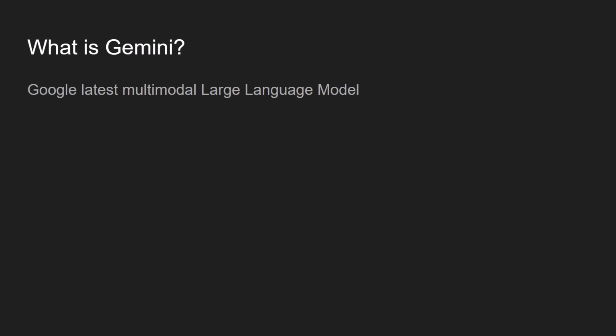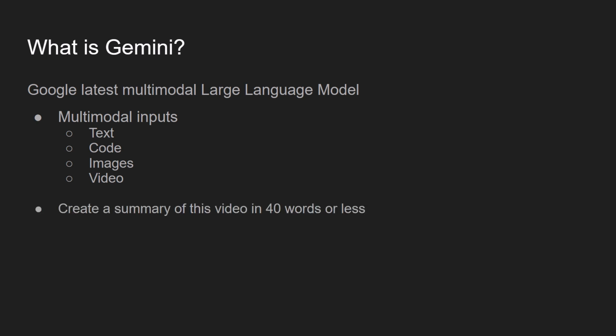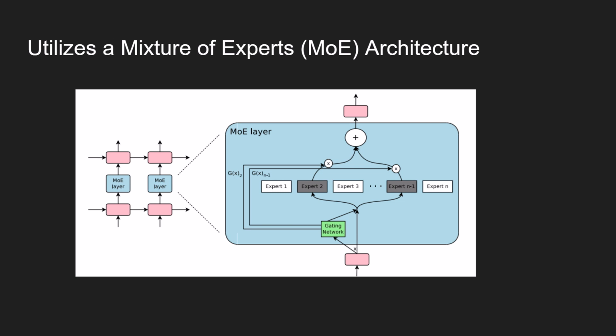Gemini is Google's latest multimodal large language model. So what the heck does that mean? Well, it means that it's a large language model, but it handles not only text inputs, but also things like code, images, and video. So you can feed it text, code, image, and video, and it'll process those, and we can ask Gemini questions about those items or have it work with them. Things like create a summary of this video, translate this sign to English, or ask it where does the car explode in the video.